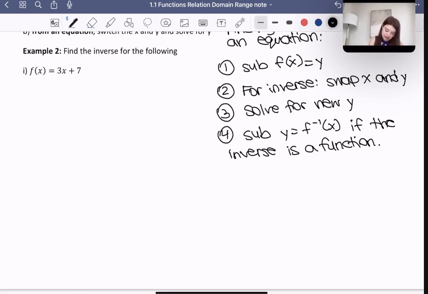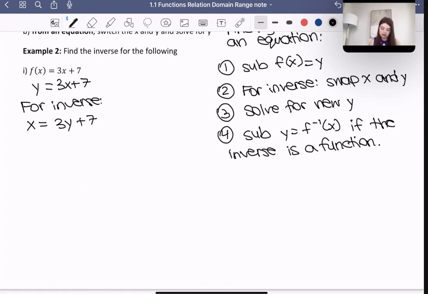My first step is, in step 1, y equals 3x plus 7. So here I just replaced f of x with y. And then step 2 is actually where we're going to start to find the inverse. So for the inverse, we're going to have x equals 3y plus 7. And then we've got to solve for our new y.